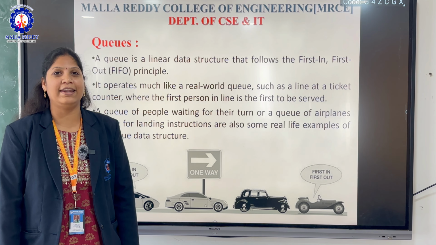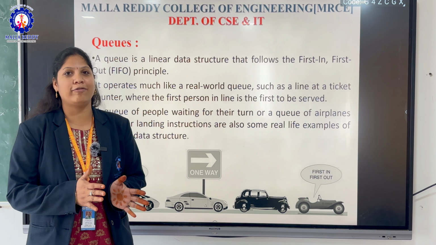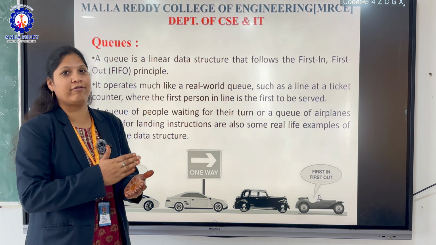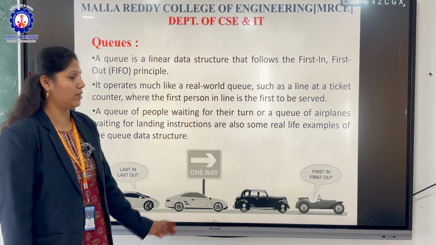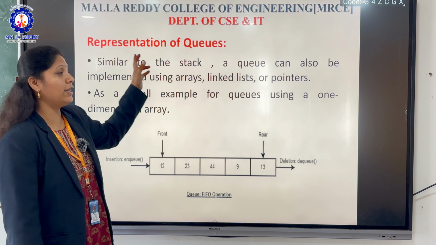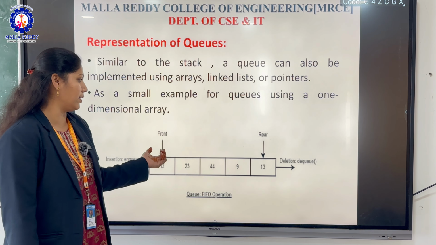A queue is a linear data structure that follows first in, first out. For example, a queue of people waiting for tickets, or a queue of people waiting for parking, or something else. The representation of queues uses simple single-dimensional arrays.